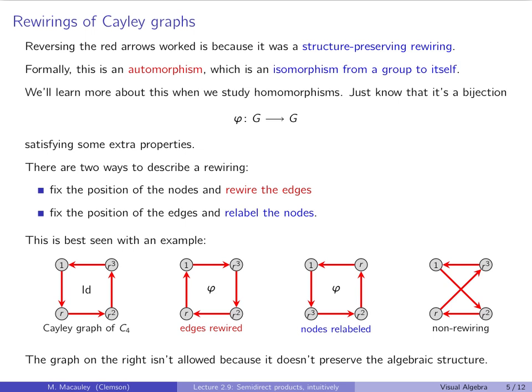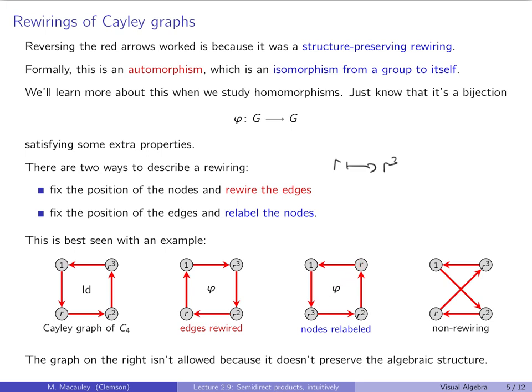So consider the cyclic group C4, which is generated by R, a 90-degree counterclockwise rotation. We could just as easily declare the generator to be a 90-degree clockwise rotation, and that amounts to just replacing R with R cubed. So we can do that by reversing these edges to get this Cayley graph here. Or we could fix the edges and just relabel the nodes accordingly. So swap the positions of R and R cubed.